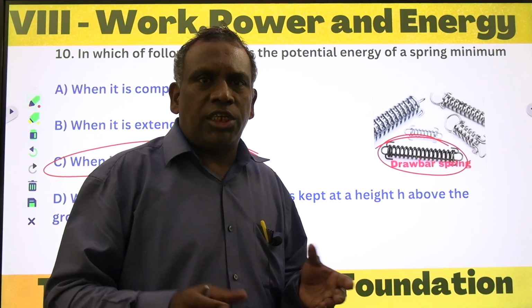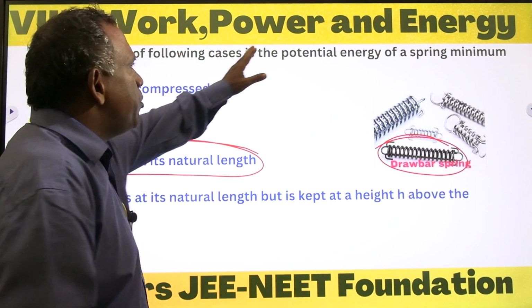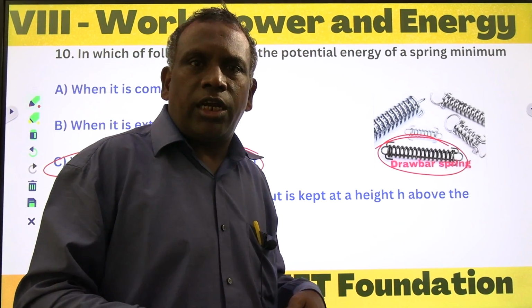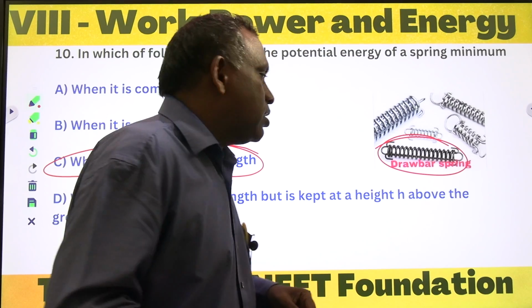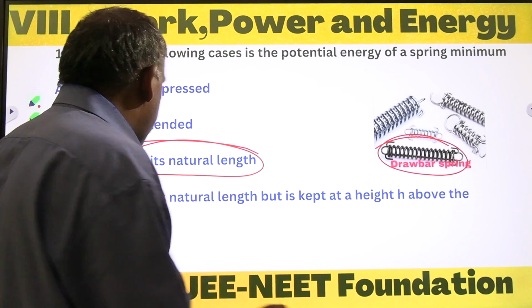So due to its position, it has potential energy. So that is the minimum potential energy. When the spring is extended, it has different potential energy; it gains potential energy. So that's why the answer is when it is at its natural length.